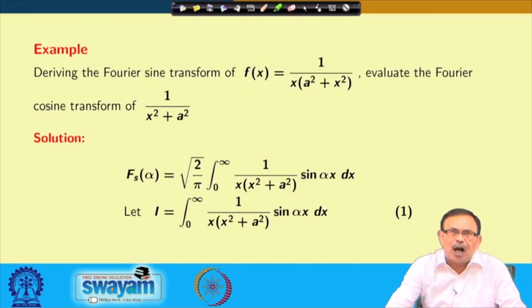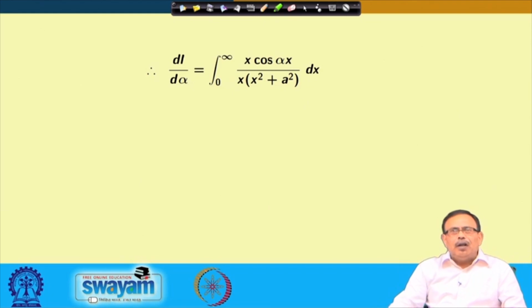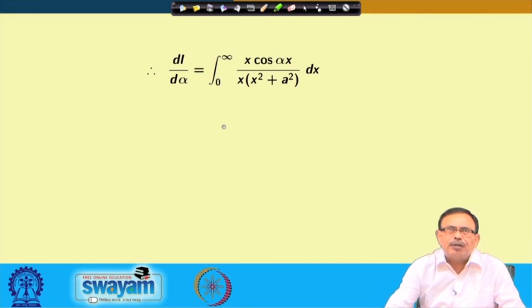So, once I know this I can always differentiate both sides of the given equation with respect to alpha, and I can use the differentiation under the sign of integration process. So, d I d alpha you will obtain as I have shown you earlier 0 to infinity x cos of alpha x by x into x square plus a square into d x. And once I am obtaining this x will be cancelled. This is equal 0 to infinity cos of alpha x by x square plus a square into d x. This we are saying as equation 2.